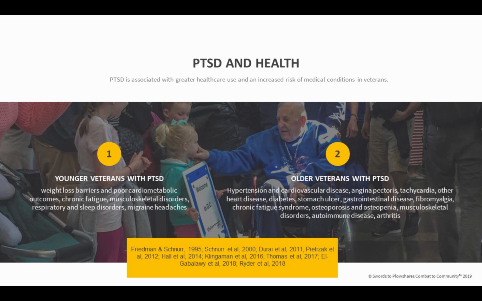The presence of PTSD is associated with greater healthcare use. Now, this may be areas where there are conditions that are secondary conditions to PTSD, like hypertension, cardiovascular disease. There are other cases where veterans who have PTSD, they've been exposed to these sorts of risks, also have musculoskeletal disorders because of the hardships of that sort of deployment, or whatever caused the trauma, which caused the PTSD, also caused a physical trauma.